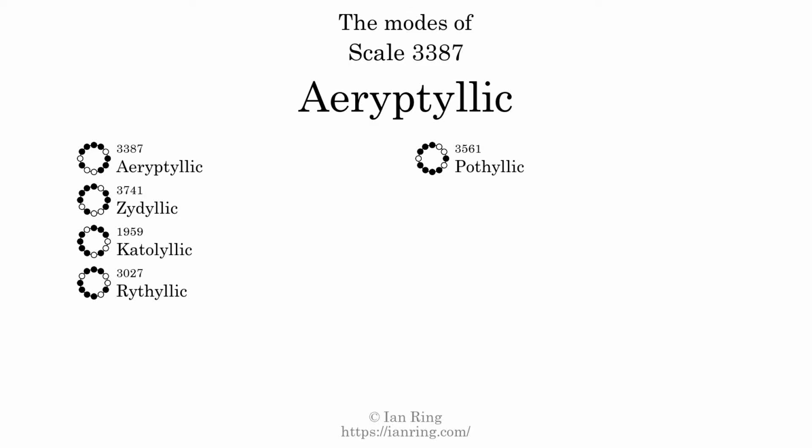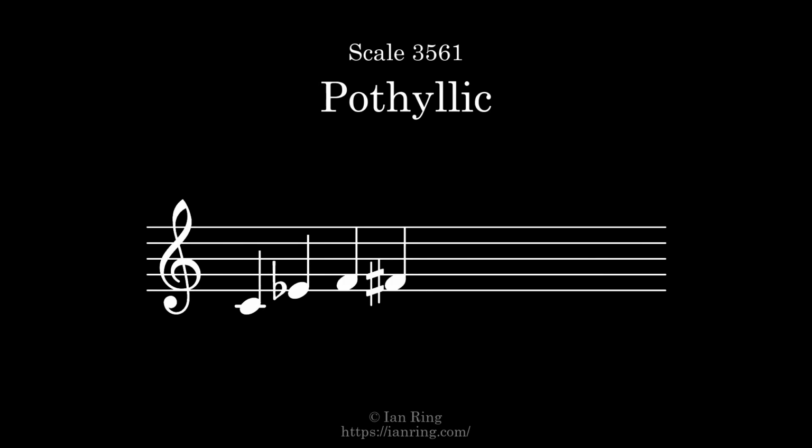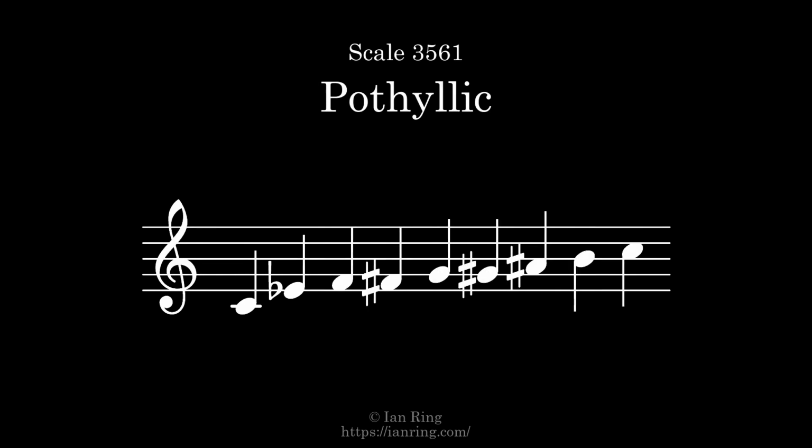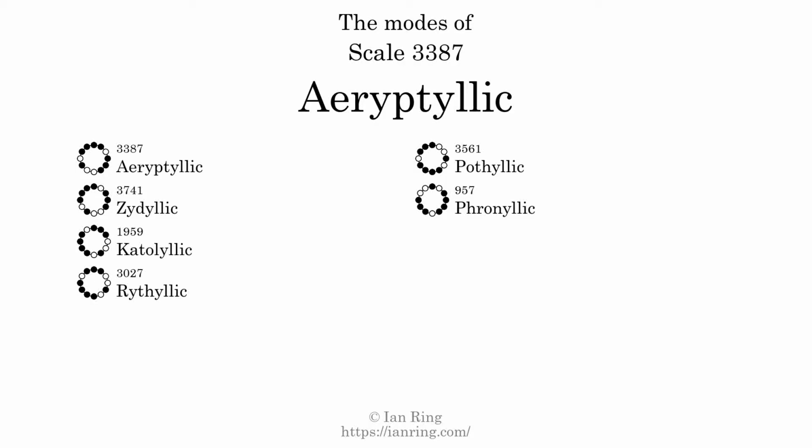The fifth mode is scale 3561, also known as Imperfections. It sounds like this. The sixth mode is scale 957, also known as Aeryptyllic. It sounds like this.